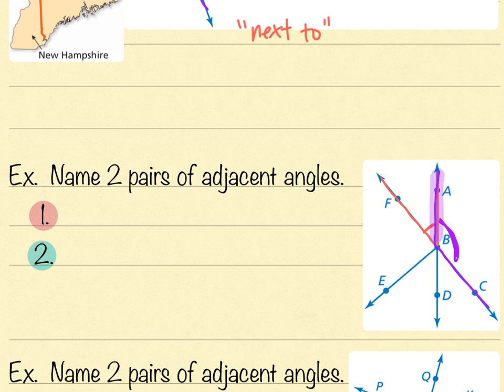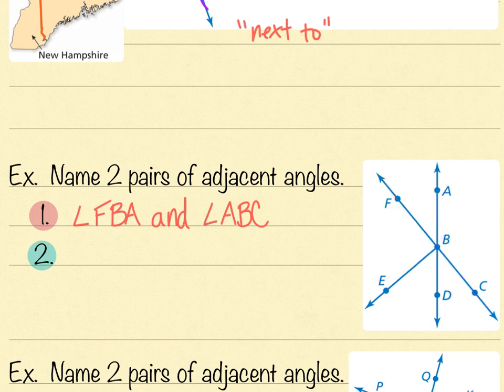So they are adjacent. And so to label them, I would say angle FBA. That's how I'm going to label that one, angle FBA. And it is adjacent to angle ABC. And remember, I'm using capital letters to label my angles. So those two angles are adjacent to each other.